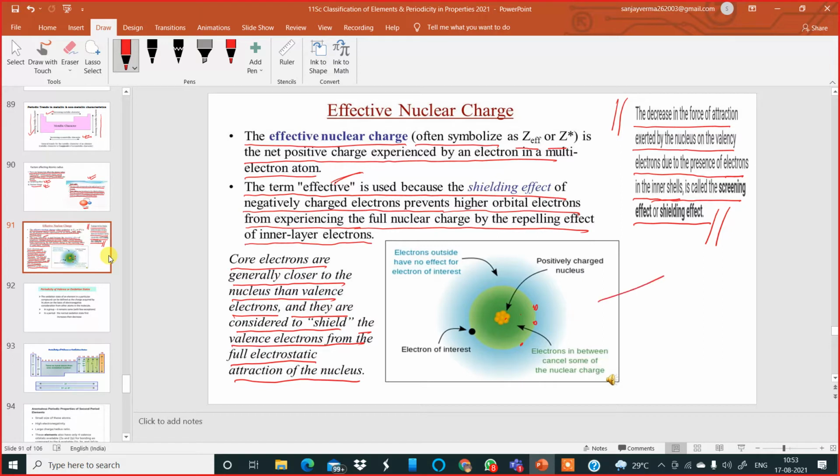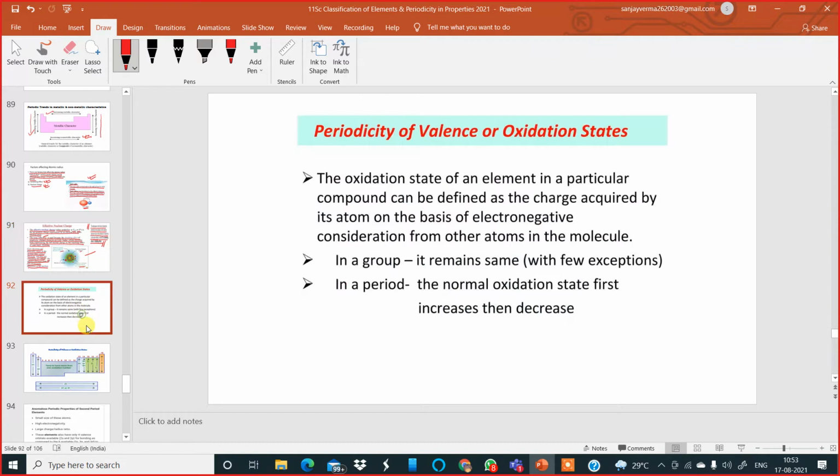You can see in the diagram also, electrons outside have no effect for the electron of interest. The positively charged nucleus is there in the center. Electrons in between cancel some of the nuclear charge. This is the electron of interest, which loses the effective nuclear charge, the effect of the nucleus on it, because of the inner electrons present closer to the nucleus. Now let us go to the next slide. This is one important chemical property variation, which is called periodicity of valency or oxidation states.